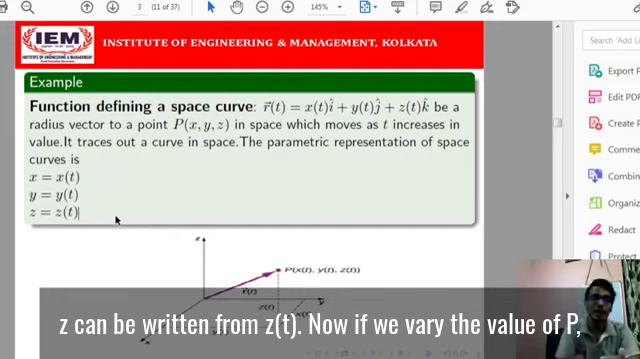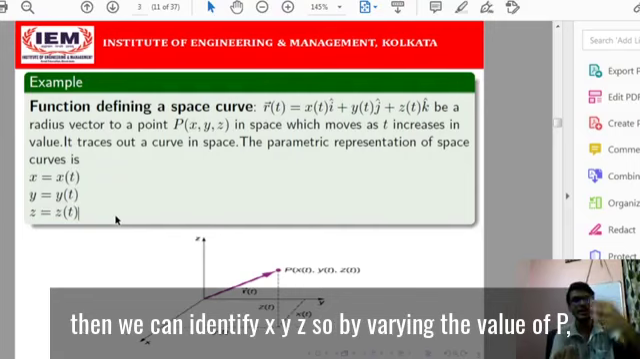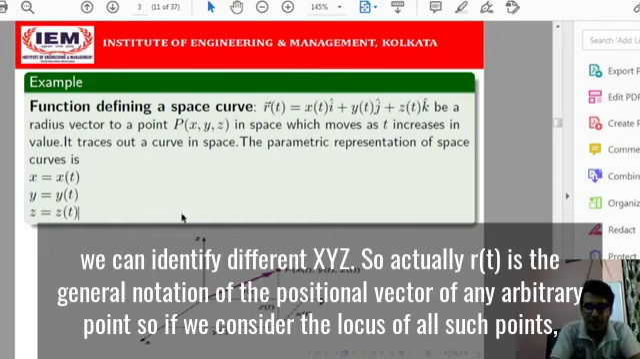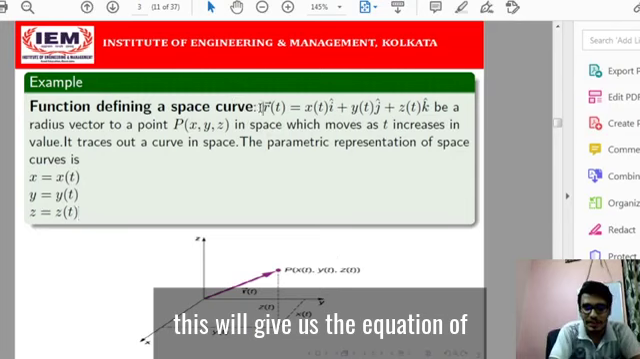Now if we vary the value of t, we can identify different x, y, z. So r(t) is the general notation of the position vector of any arbitrary point. If we consider the locus of all such points, this will give us the equation of a curve.